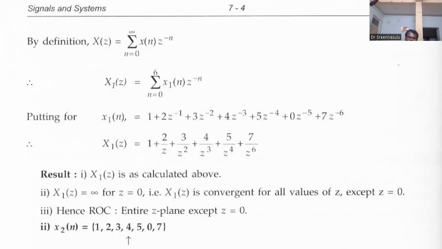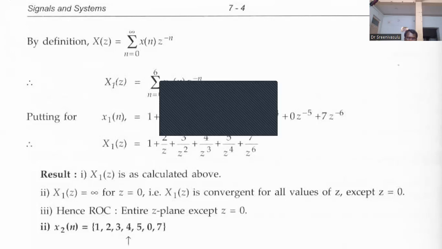Now, coming to the ROC, if z is equal to 0, then 1 by 0 is infinity, so it is not going to exist. So from that we can write the ROC is the entire z plane except at z is equal to 0 for the first problem.